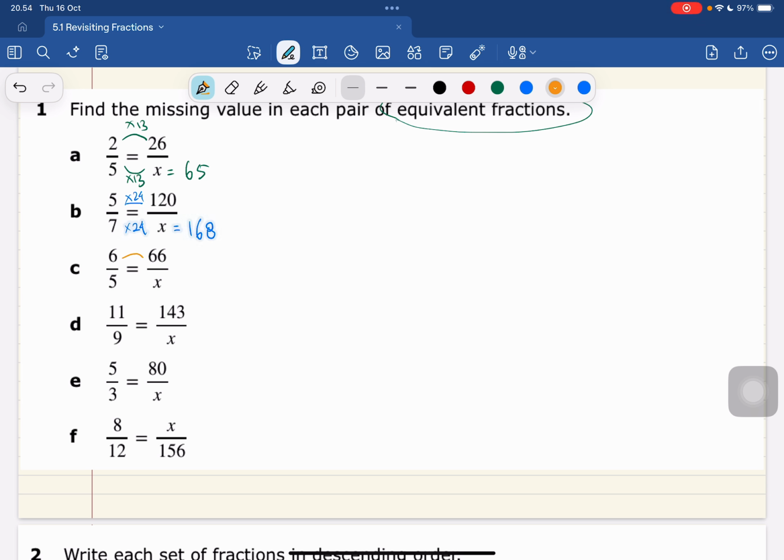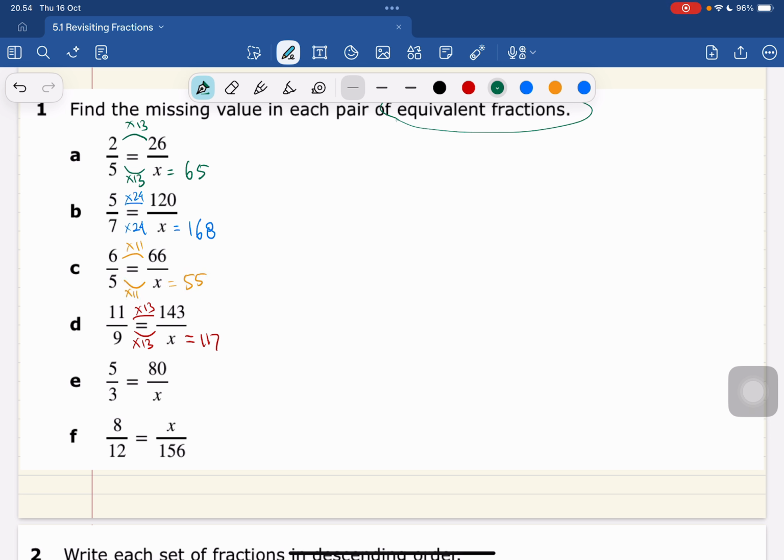Next, look at this. 6 to 66 is pretty easy, so we multiply it by 11. Also we should multiply the other by 11. So 5 times 11, the answer is going to be 55. Next, 11 to 143. So 143 divided by 11 is going to be 13. So 9 also we need to multiply by 13. So 9 times 13, so x is equal to 117.